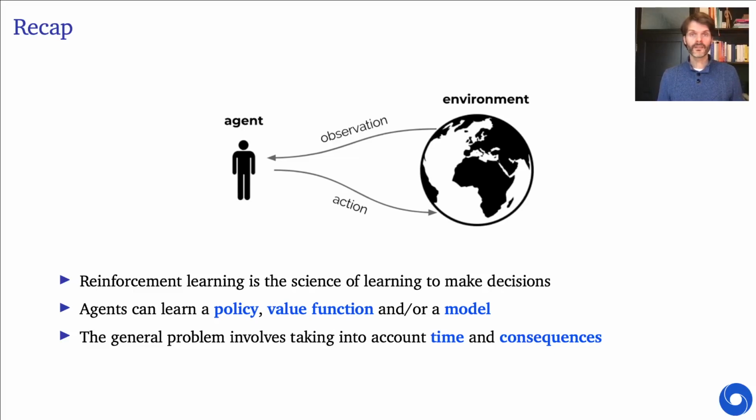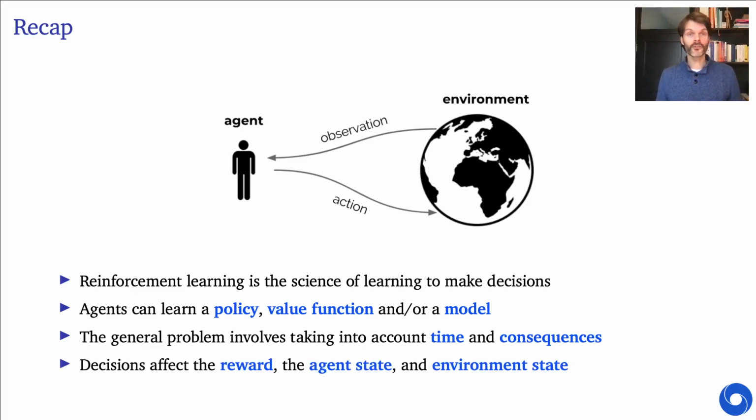This general problem involves taking into account time and consequences, so we have to make predictions about long-term futures, because actions can influence not just the reward, but also the agent state and the environment state. And this means that actions can have long-term consequences.